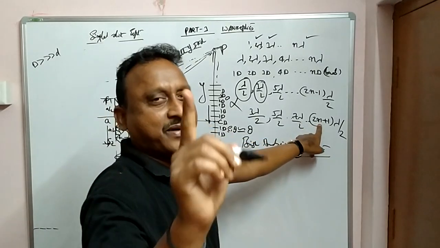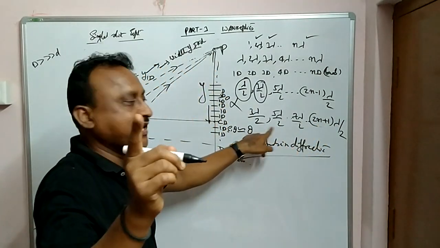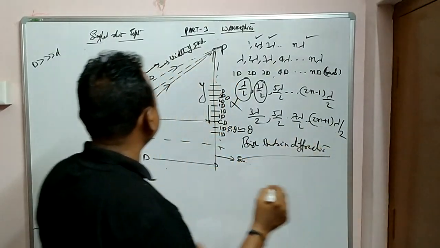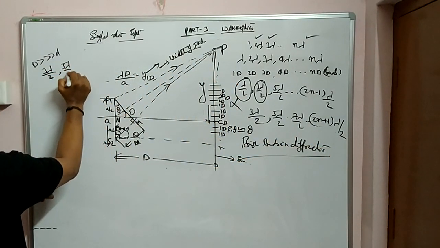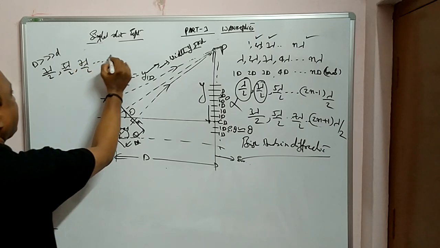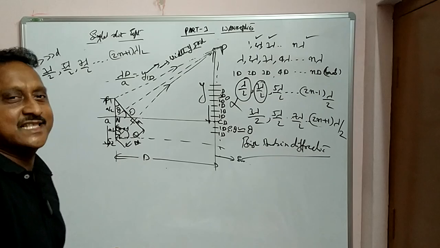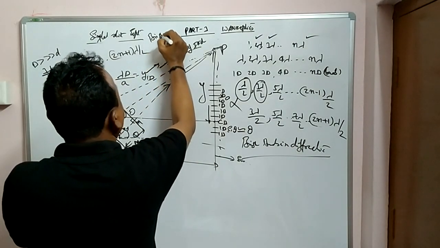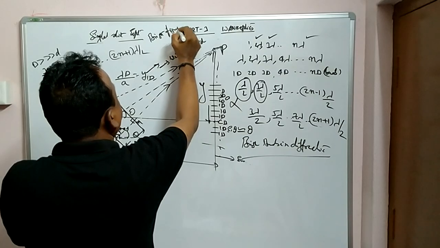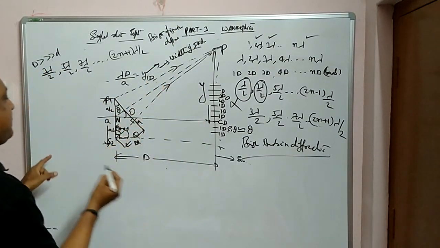Now put n equal to 1: 2 into 1 plus 1, 3λ/2. Put 2: 2 into 2 plus 1, 5λ/2. Now the pattern is right. So 3λ/2, 5λ/2, 7λ/2, that is (2n+1) into λ/2, is the pattern for bright fringes or bright bands in diffraction. Okay, and as you know, same thing.